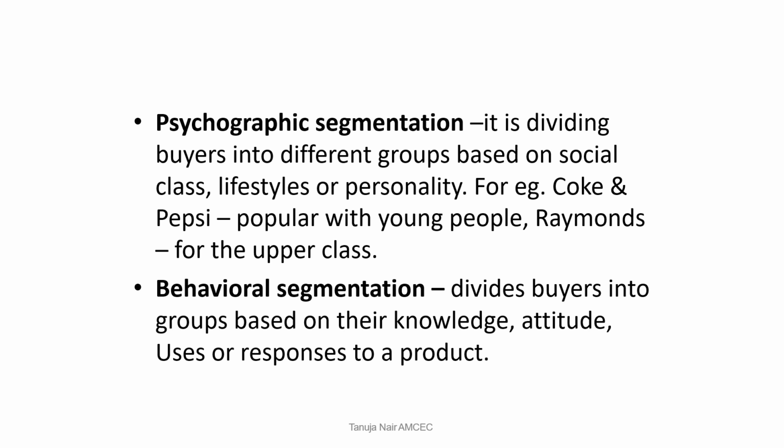So, psychographic segmentation is dividing the market on the basis of lifestyle. That is, what is the lifestyle of the customers, what social class they belong to, or what is their personality. On the basis of that, the segmentation of the market is done. For example, take beverages like Coke and Pepsi, which are popular with young people, and Raymond clothing is popular with upper class people.